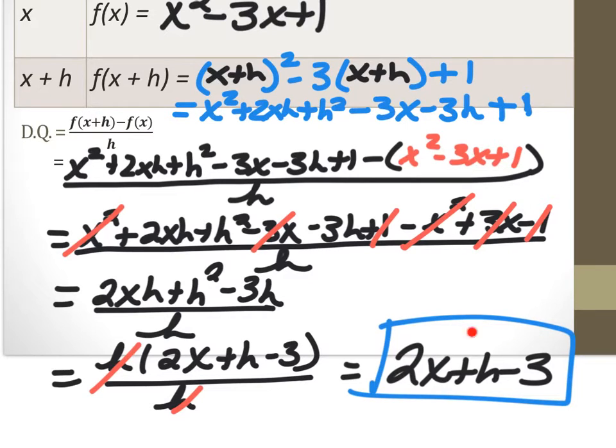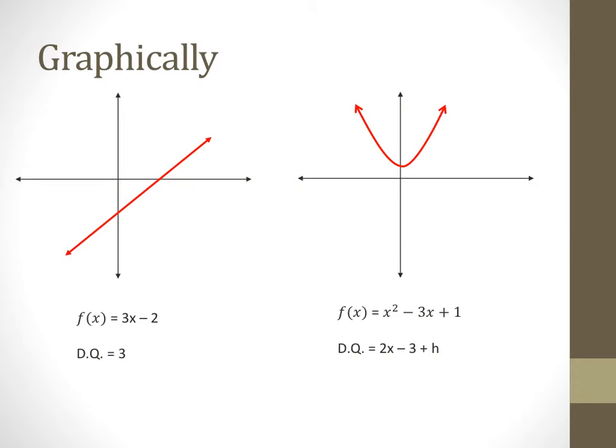So let's look at the graph and see why these two functions have different looking difference quotients. The first one on the left was our 3x minus 2. Well, that's a line. Remember, a difference quotient is just another name for a rate of change or slope. And on this, a line, the slope is the same everywhere. And the slope is, you got it, 3. And so it makes sense that the difference quotient is 3.